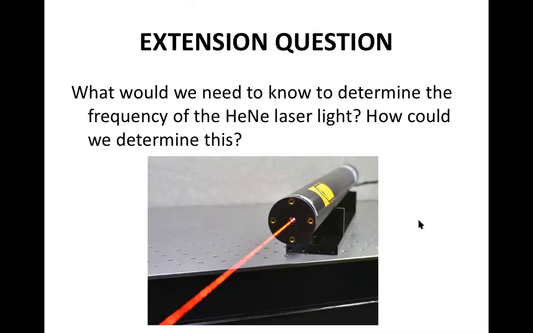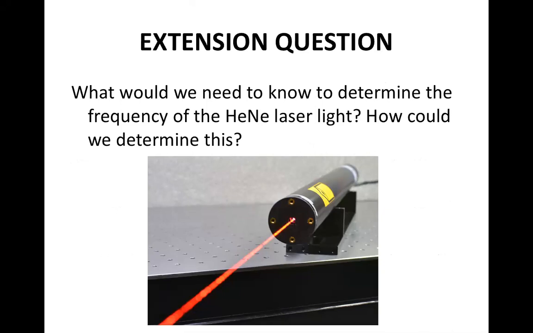So an extension question: in these examples, we weren't solving for wavelength, but that's a very common way that this is applied, using the double slit experiment to actually find the wavelength of light, because it is so small and difficult to measure. So we measure it indirectly through experiments like this.